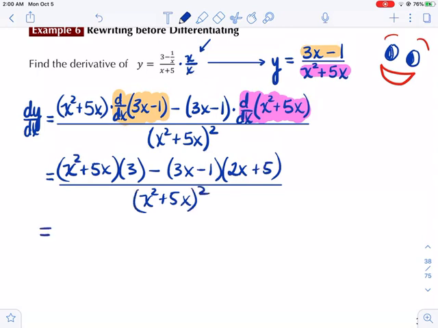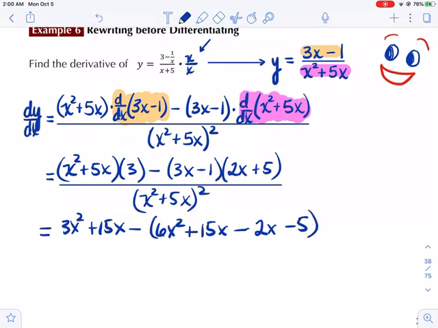And then we go to simplifying this. So we have 3x squared plus 15x minus, then I've got this product over here, which is then going to be 6x squared plus 15x minus 2x minus 5. Combining like terms there, of course. And then that's all over x squared plus 5x, quantity squared.